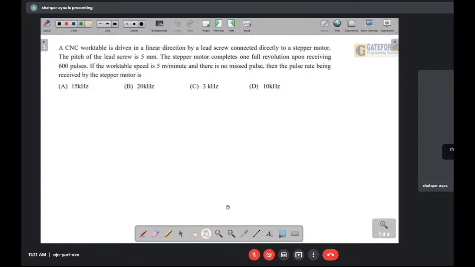A CNC work table is driven in a linear direction by a lead screw connected directly to a stepper motor. Right, everyone, can you try this? A CNC work table is driven in a linear direction. Anyone? Anyone, can you try?